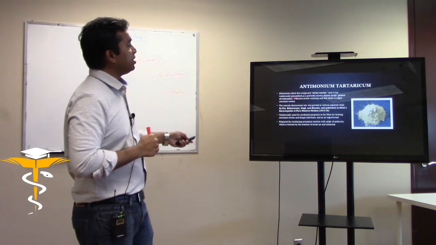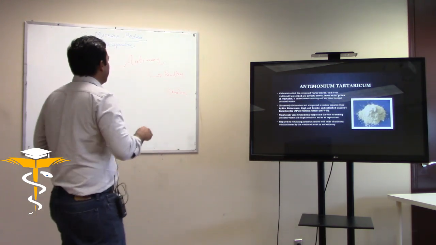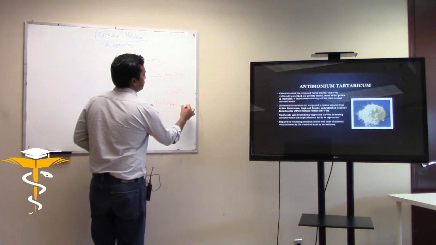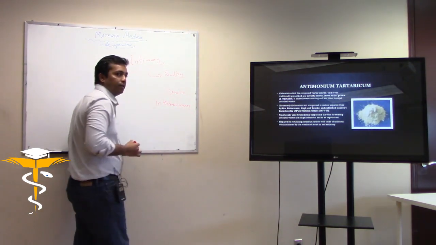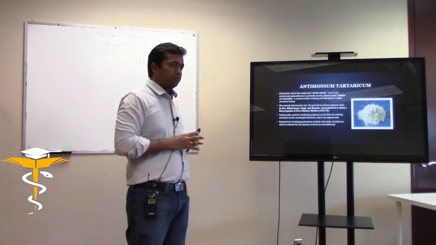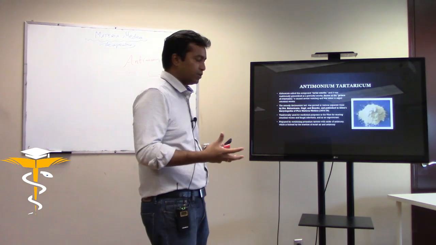So it caused severe vomiting and was taken to expel what? Intestinal worms. It was given to expel intestinal worms in a crude form. So always keep that in your mind. When we talk about the drug in detail, we'll understand that also.